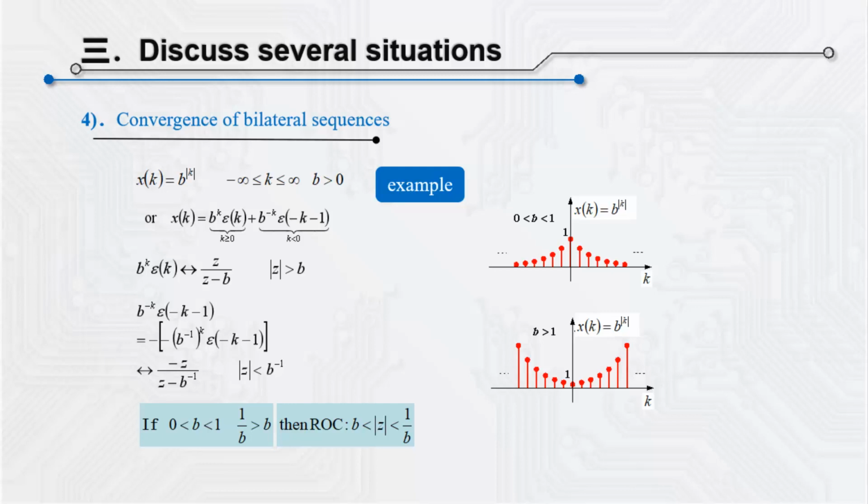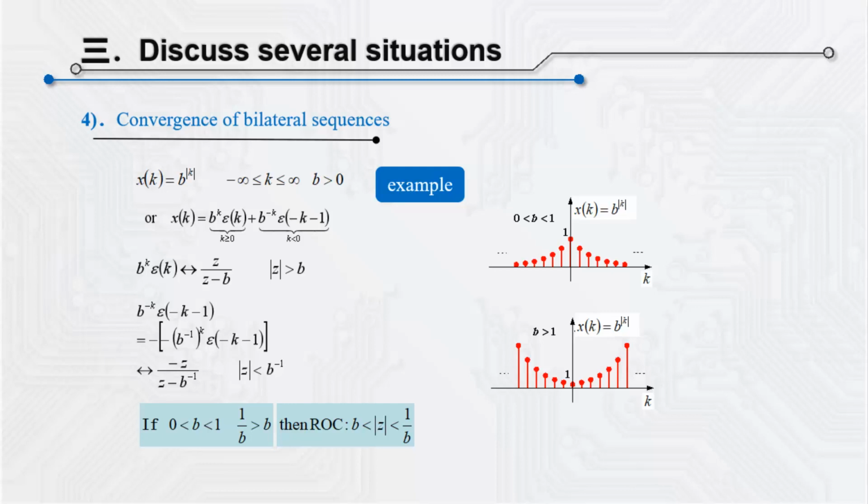One is that the value of b is between 0 and 1, as shown in this figure. This is the first situation. Another situation is b greater than 1. This sequence is the case of such a bilateral sequence. Then we analyze these two situations.